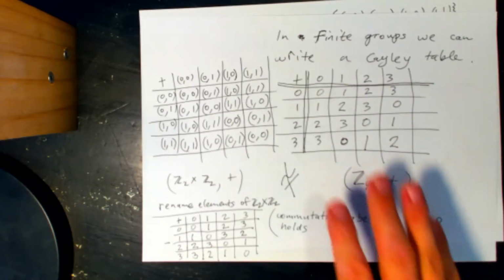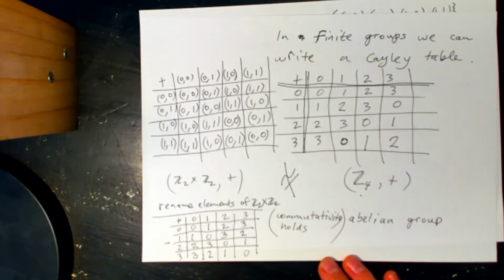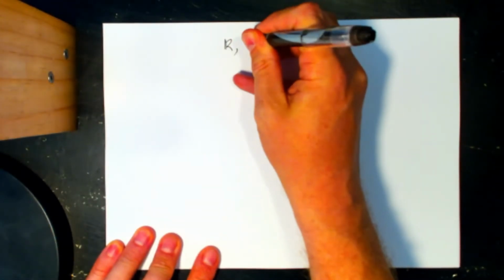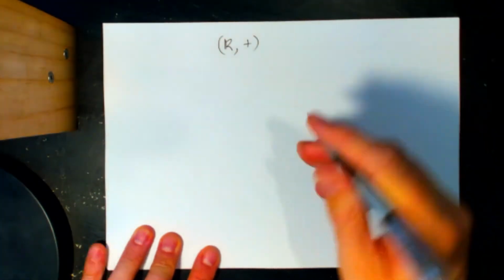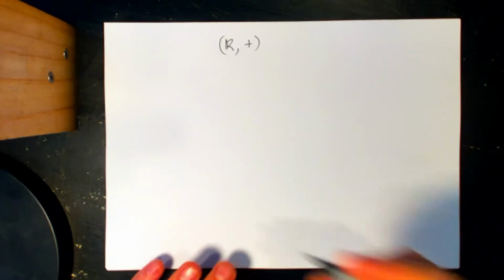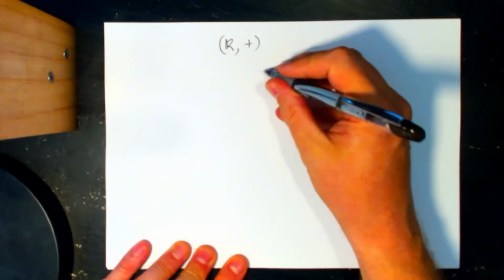Okay, so let's now move on to talk about the next group on my list to discuss. And that is just the real numbers under addition. Okay, so between any 2 real numbers, there's another real number. Okay, so we have associativity.